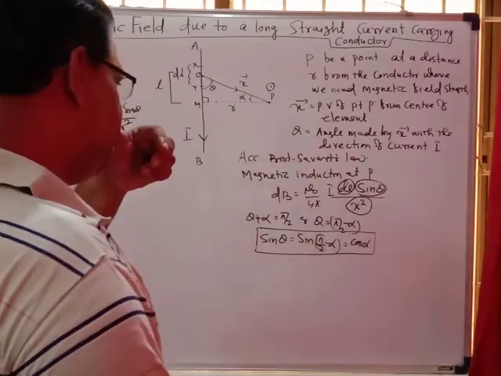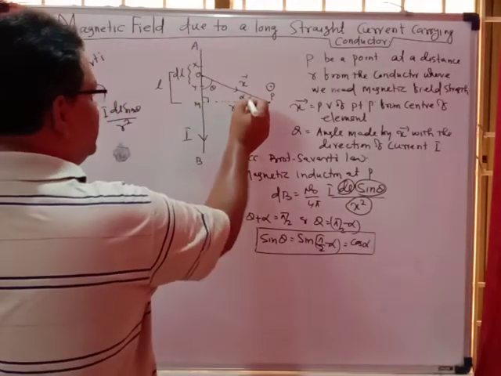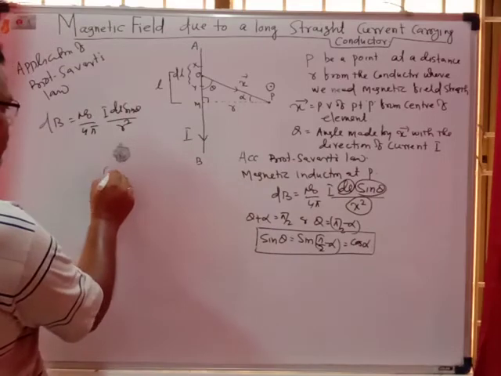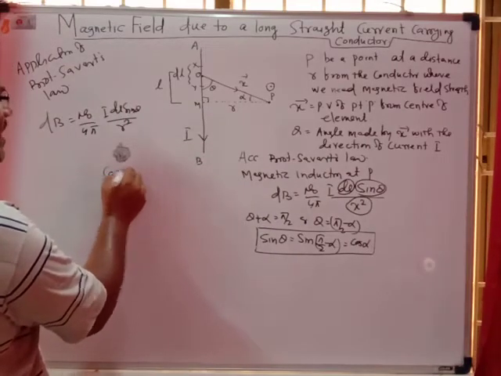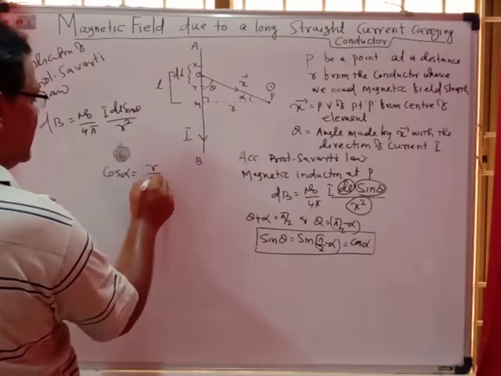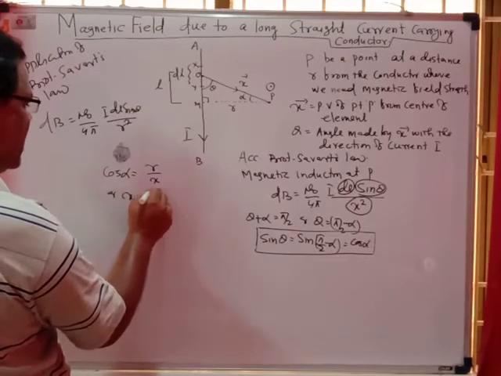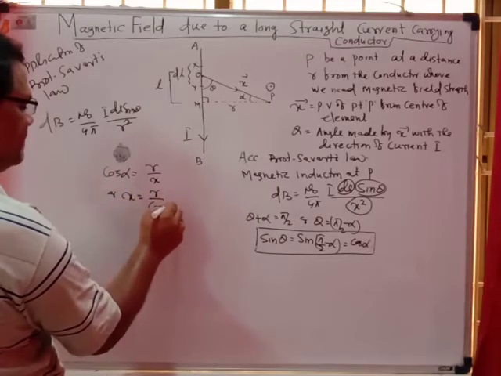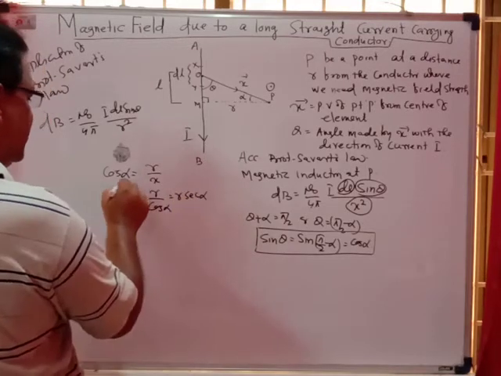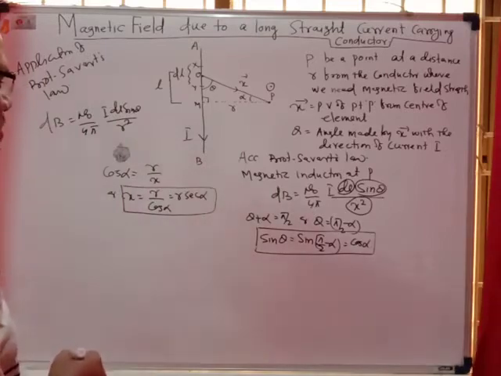Another thing is we have to find x square. From this triangle, cos alpha equal to base upon hypotenuse, that is r upon x, or x equal to r upon cos alpha, which is equal to r sec alpha. You get the value of x.